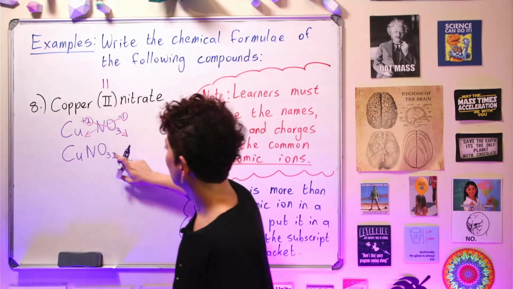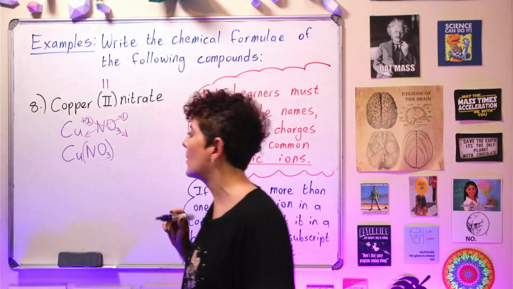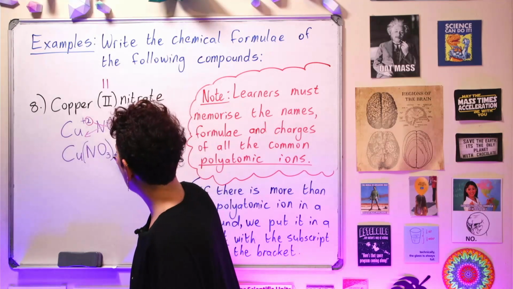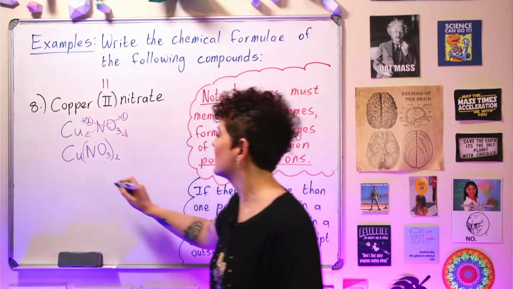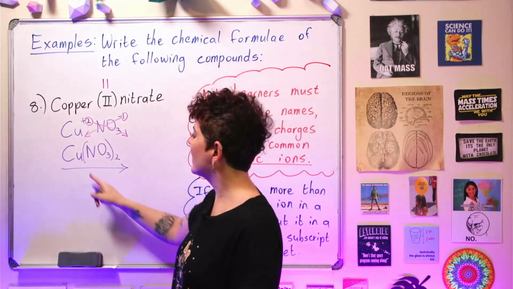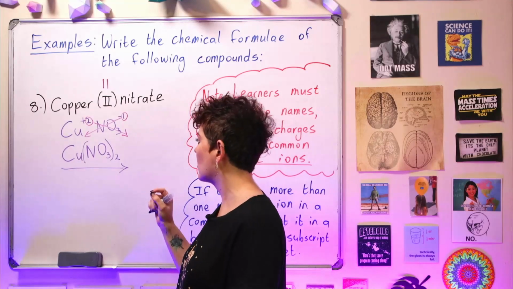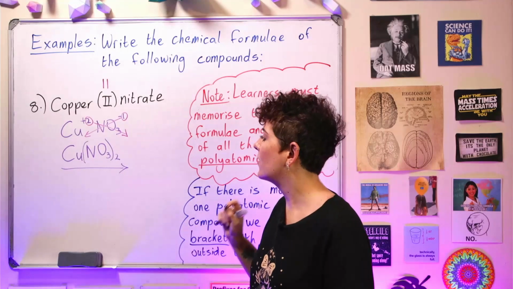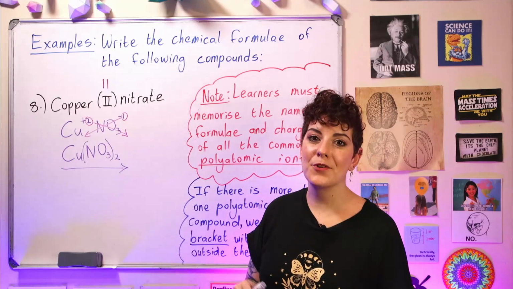That is not correct. You need to put the nitrate ion in a bracket because we're landing up with more than one of them. And you put the 2 we crossed over outside the bracket. And now this formula is correct. This is the correct formula of copper 2 nitrate. It has 1 copper atom and it's got 2 polyatomic nitrate ions. We put the polyatomic ion in a bracket with the subscript of 2 on the outside. Okay, right. Let's move on now to example number 9.